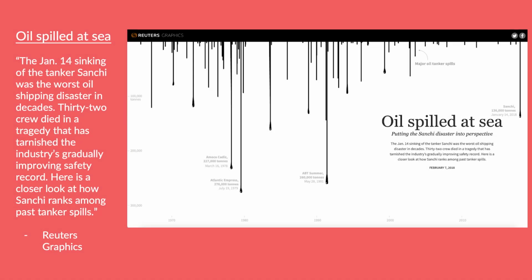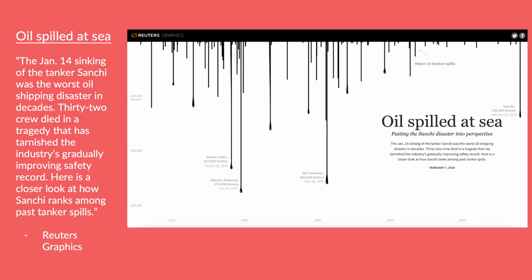So the second example is oil spilled at sea. And this is also using the visual metaphor tactic. Here we see oil spills represented not through a traditional method, but through drops of oil that fall down from the top of the visual. So here we see the January 14th sinking of the tanker Sanchi, which was one of the worst oil shipping disasters in decades.